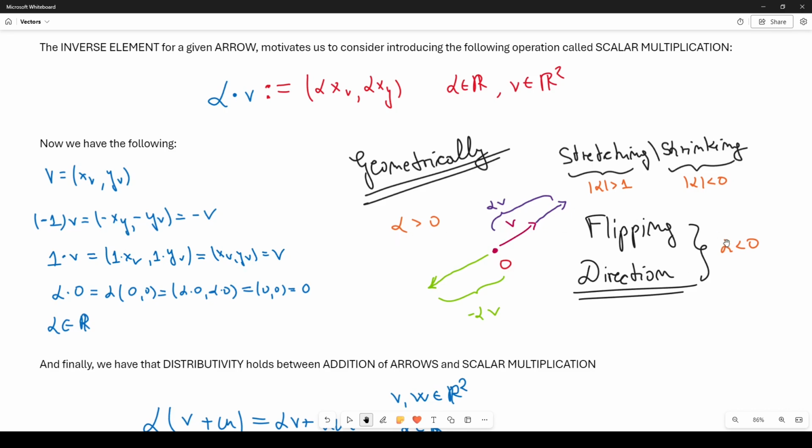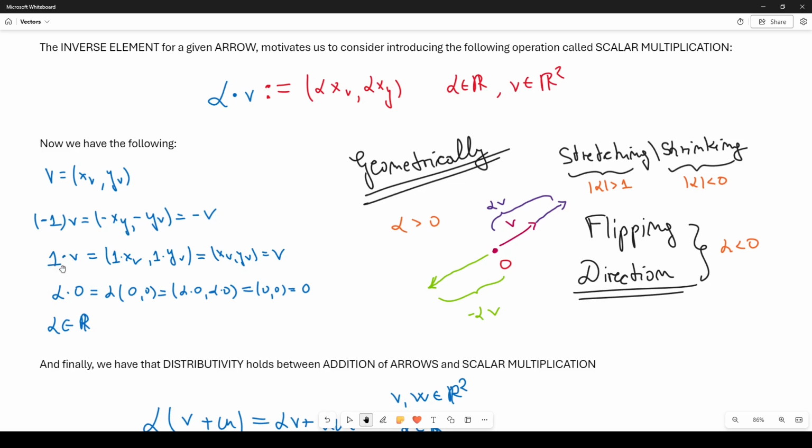And if we take alpha to be negative, so in this case I took alpha positive, so minus alpha is negative, so this times V would just equal to some stretched or shrunk version of V, but the direction is flipped. So that's how scalar multiplication can be geometrically understood when dealing with arrows in the plane. So some consequences of the definition, we have that if you multiply V by -1, well, you can just get the inverse element of V.